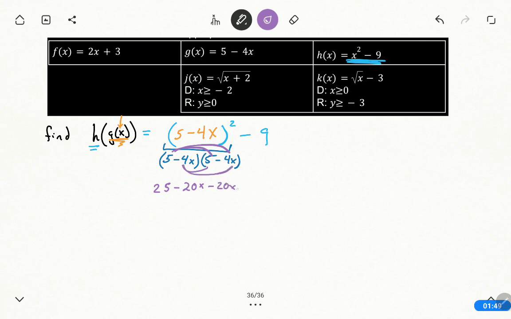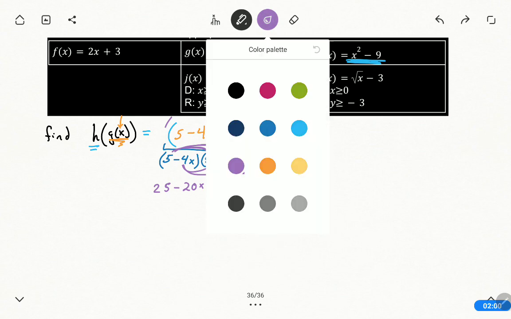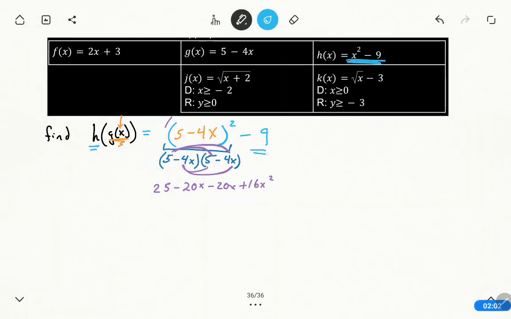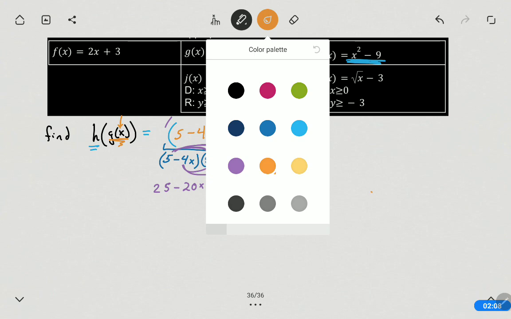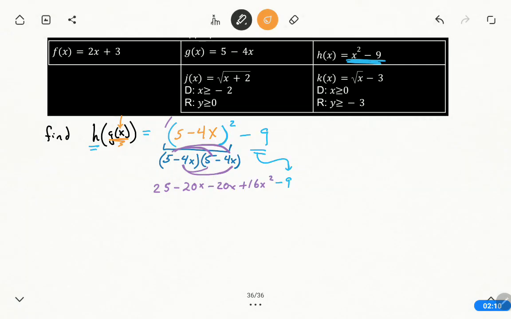There we go, and we got plus 16x squared. Since there's no other multiplication, I can just drop the parentheses after distributing, but I do have that minus 9, which I need to make sure to bring down here. Afterwards, combine like terms. It's not necessary to put it in standard form, but it is helpful for whoever is looking at it afterwards, and even you.